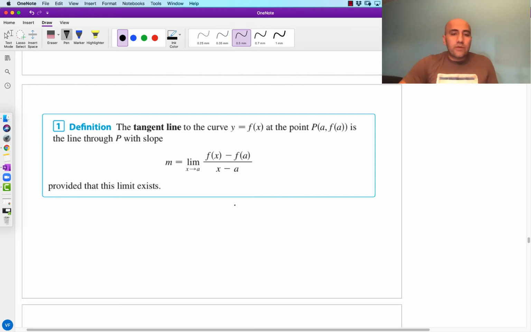So as we move the x closer and closer to a, the gap between the two gets smaller, and so the slope of the secant lines gets closer and closer to what we consider the tangent line. So the tangent line at point a comma f of a is a line that goes through the point a comma f of a and has exactly this slope, provided that it exists.